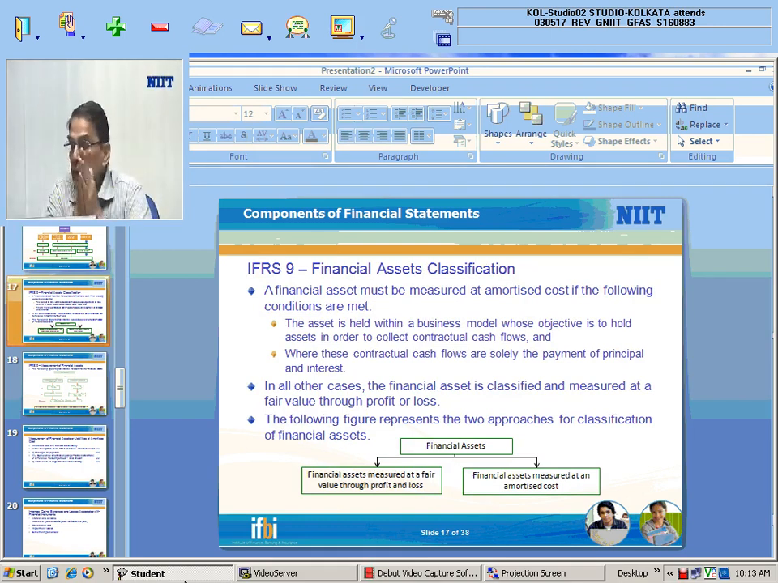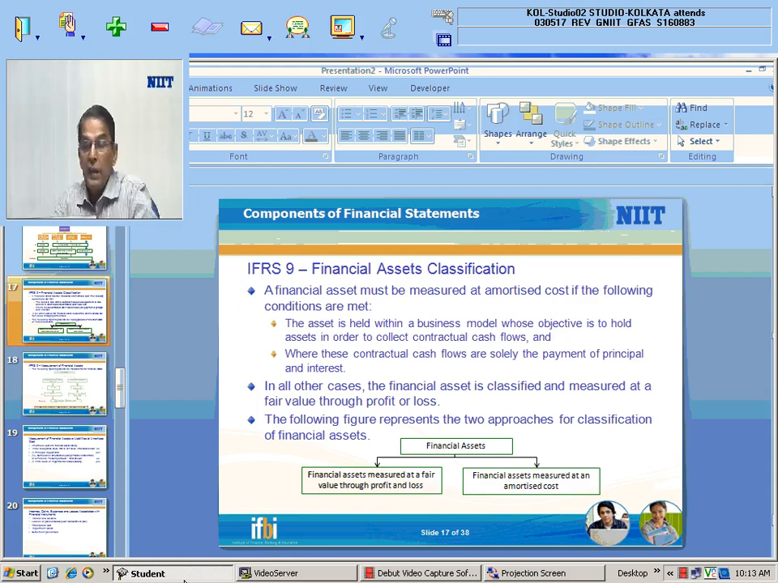So we come to financial asset classification, IFRS 9. That is the one that will be applicable from 1st January 2018 mandatorily. So IAS 39 is going to be replaced by IFRS 9 in another 6-7 months time. From 1st January 2018, classification of financial assets will be as per IFRS 9.